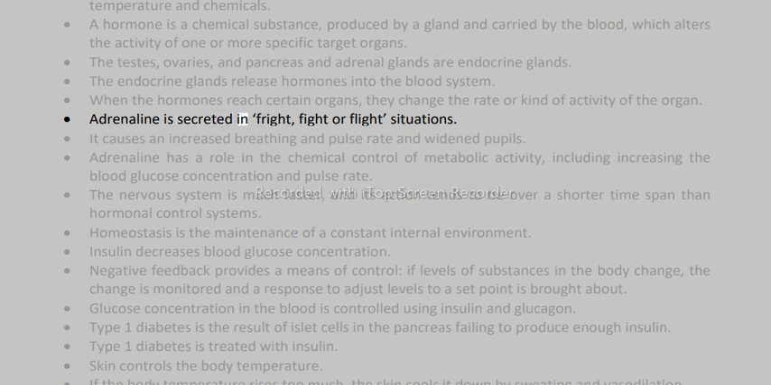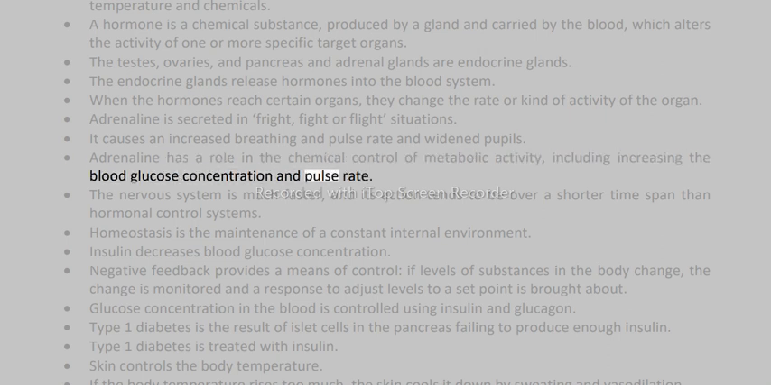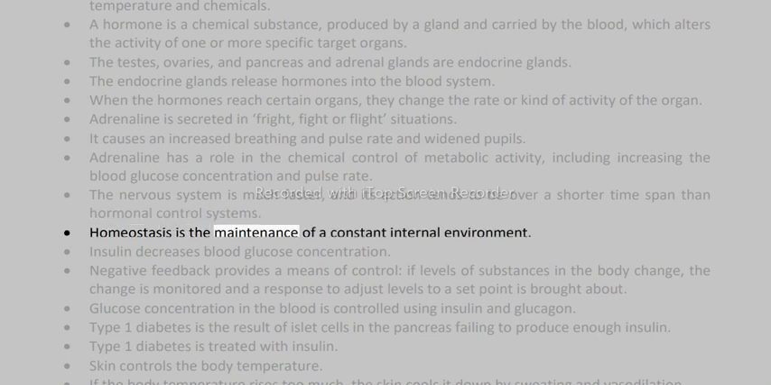Adrenaline is secreted in fright, fight or flight situations. It causes an increased breathing and pulse rate and widened pupils. Adrenaline has a role in the chemical control of metabolic activity, including increasing the blood glucose concentration and pulse rate. The nervous system is much faster, and its action tends to be over a shorter time span than hormonal control systems. Homeostasis is the maintenance of a constant internal environment.